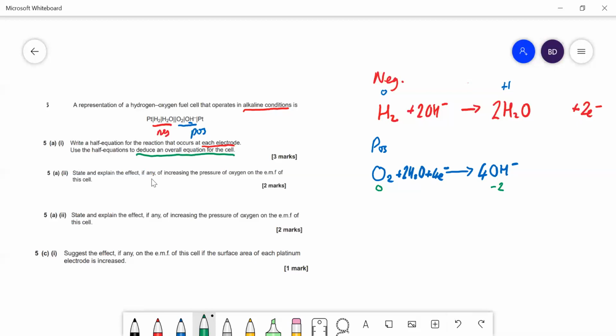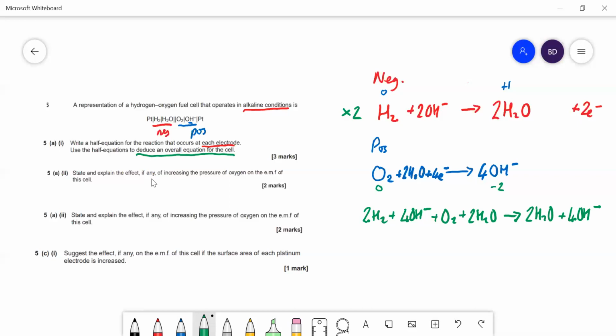Now it asks us to use these half equations to deduce an overall equation. So we're going to have to multiply this one by 2, because there's only 2 electrons there, and we've got 4 electrons for the oxygen side. So let's do that. We get 2H2 plus 4 OH-, and then from the positive side we want O2, 2H2O. Then from the negative one, we get 2H2O made, and we get 4 OH- made from the positive one.